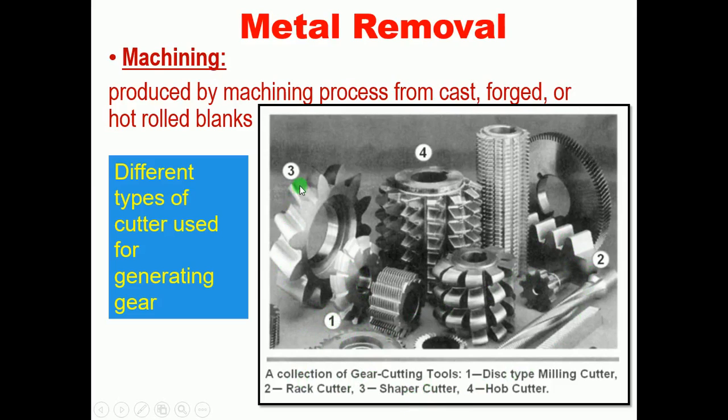Shape cutters. These are the different shape types of cutters for shaping processes. And fourth is called the hob cutter. Most of the gears are generated by using these hob cutters. These hob cutters have high productivity applications. Okay, these are the different cutters used to generate gears.